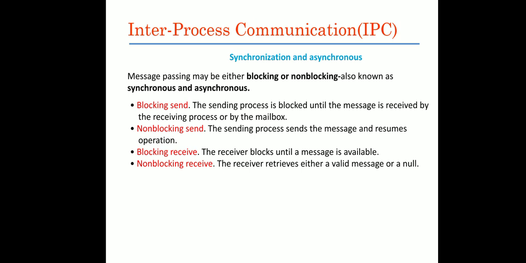Blocking receive: the receiver blocks until a message is available. In blocking receive, the receiver will be blocked until a message is available on the mailbox or on the link. If a message is available in the mailbox, then the receiver will be unblocked. In non-blocking receive, the receiver retrieves either a valid message or null. There is no blocking at the receiver side. If a message is available, it receives it. If a message is not available, it may receive a null message.